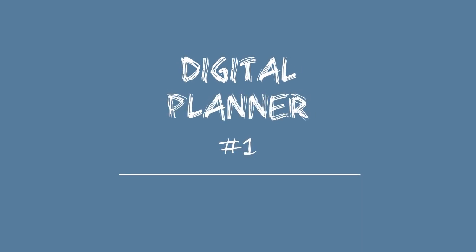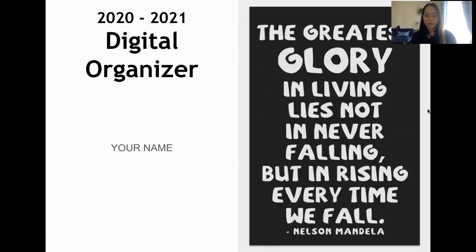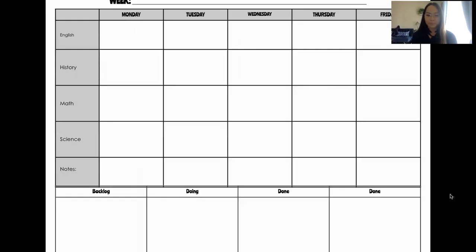Now, let's move on to a digital organizer. I'm going to call this digital organizer number 1. This is an example, a template that you can use to organize yourself digitally. This is through Google Slides, and I'm going to walk you through these slides. So you would first put your name here. Now, I inserted this little quote because I love this quote. It says, "The greatest glory in living lies not in never falling, but in rising every time we fall," by Nelson Mandela. I'd like to put a little bit of inspiration at the cover of your organizer for your everyday use, and you can change that to however you like.